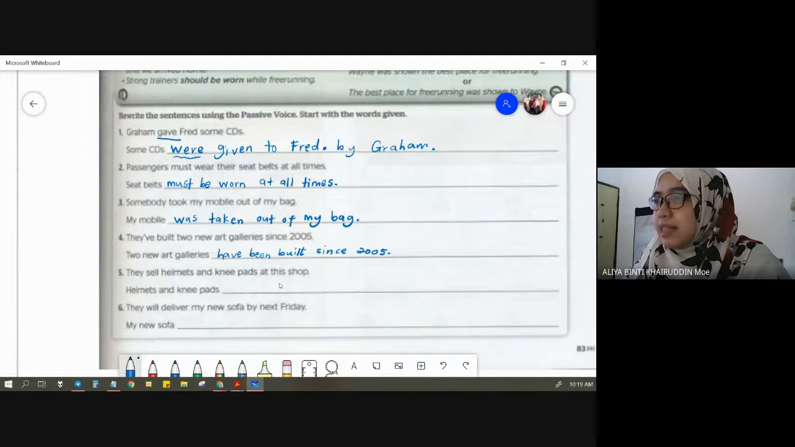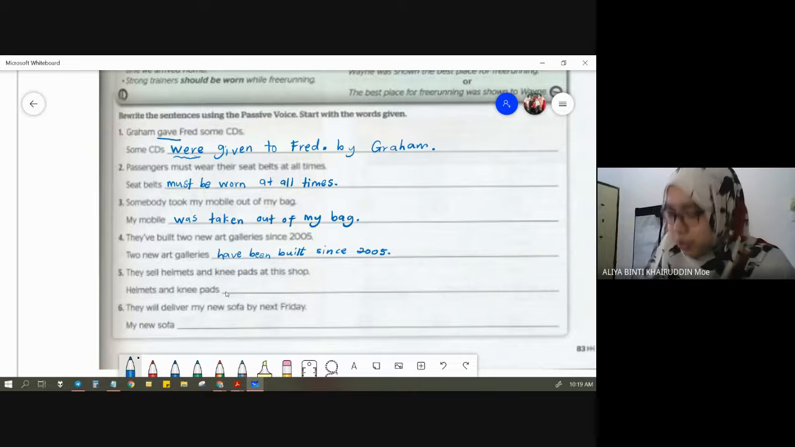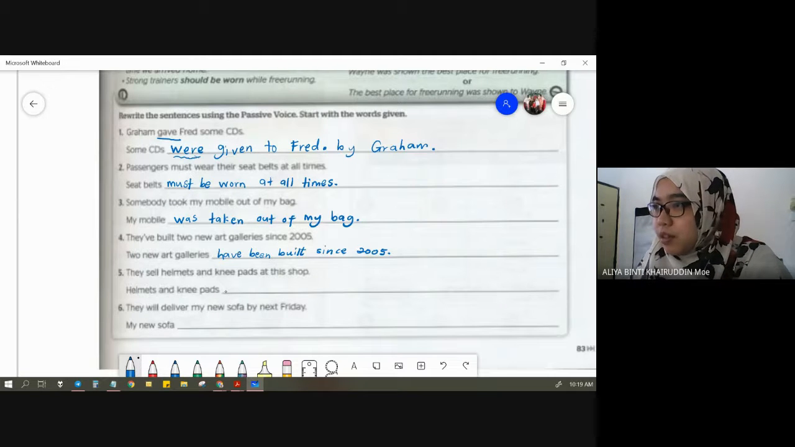All right. Okay. Now number 5. They sell helmets and knee pads at this shop. So how do we do this? This is a simple one. Helmets and knee pads. How should we put it? Sell is using present tense, right? So should we put is, was, are, or were? Helmets and knee pads. And what is the past participle of sell? Sold. Sold, yes, very good. So helmets and knee pads, what should we put here? So we put are because they are plural, right? Helmets and knee pads are sold at this shop.